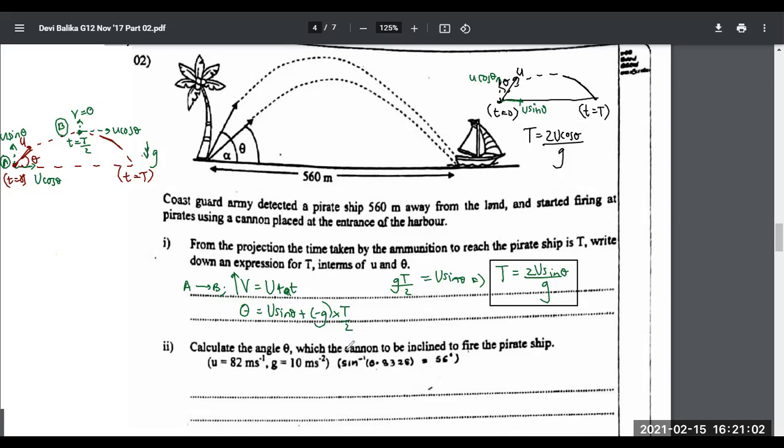Calculate the angle theta at which the cannon is to be inclined to fire at the pirate ship. They are asking us to find the value of theta. u is given as 82, and the horizontal range is given as 560 meters. Don't forget that the horizontal range is given as 560 meters. So what's the plan here?